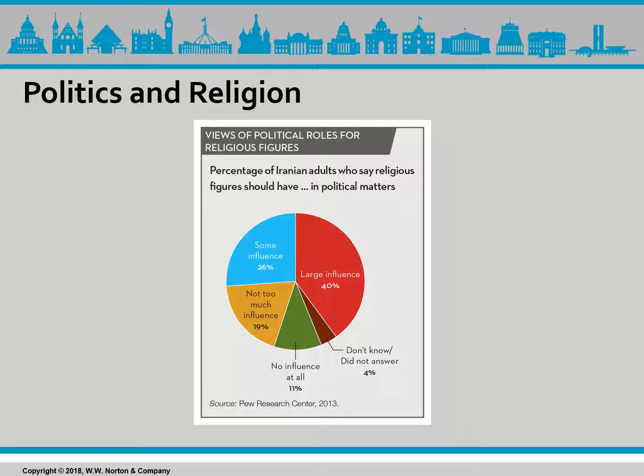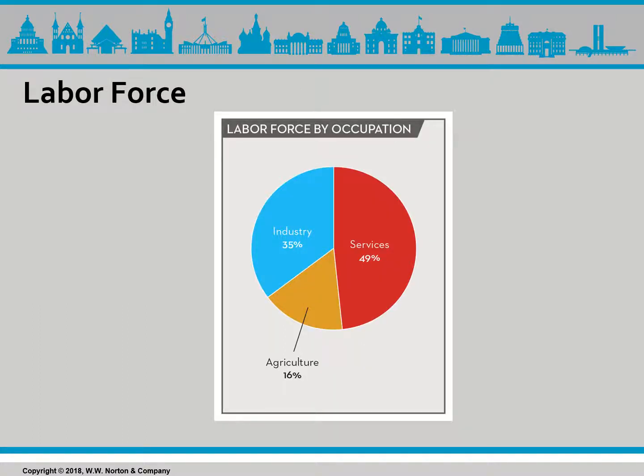Politics and religion. The percentage of Iranian adults who say religious figures should have power in political matters: right now, I believe 40% believe that they should have a ton. And that's, of course, the opposite of Western democracy. Again, we're talking about a theocracy versus democracy. Labor force: predominantly services, industry, and then, of course, agriculture brings up the rear.